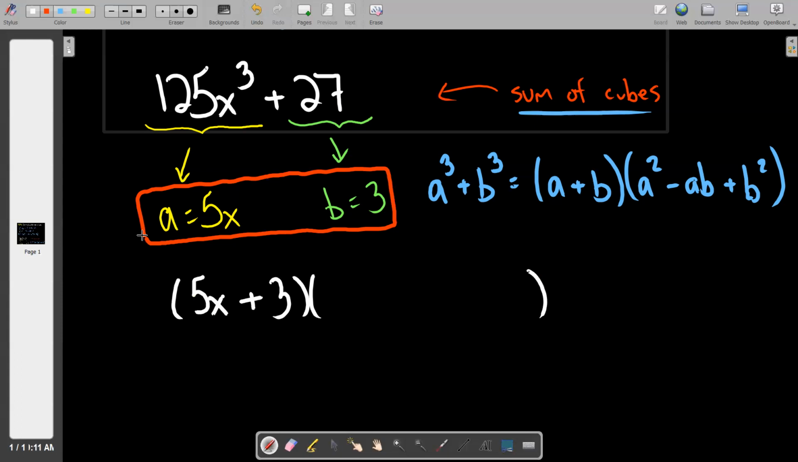Now, at the beginning of long set is going to go a squared. And what is a squared? Perfect, 25x squared. And in the center of long set is going to go minus a times b. What is a times b? Very good. And then at the back of long set is going to go plus b squared, which is, and with that, you are done.